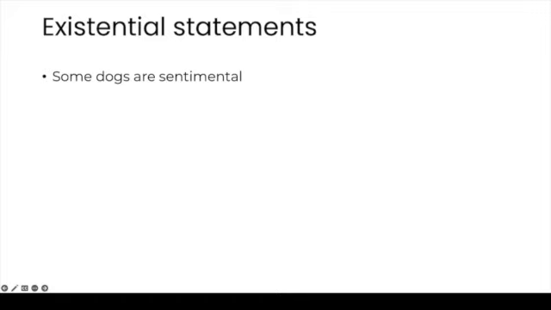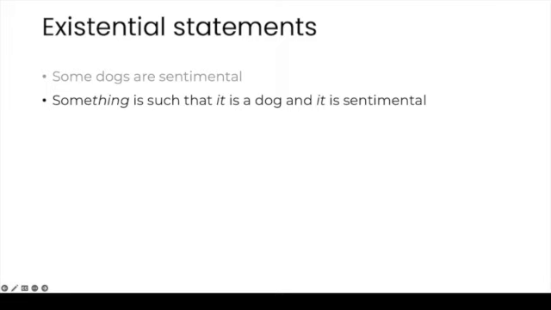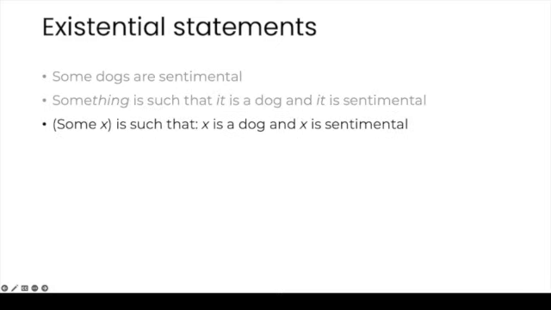Let's give a specific example. "Some dogs are sentimental." You start by paraphrasing, by saying something is such that it is a dog and it is sentimental. And then, one step towards logic, we have the quantifier phrase: some x is such that x is a dog and x is sentimental. We have added the variables. And then we replace the English phrases with the symbols: there is an x such that Dx & Sx.